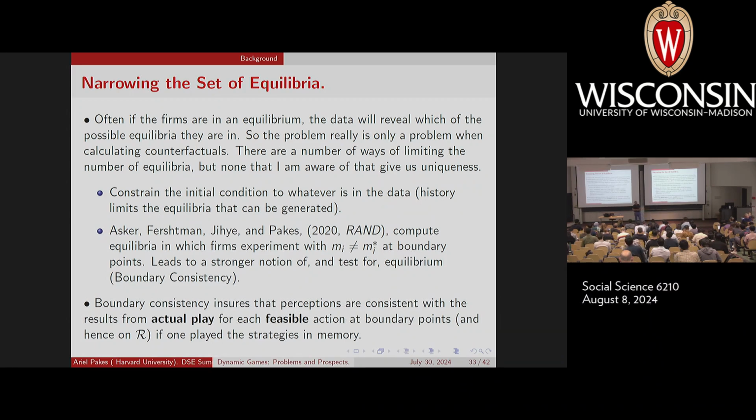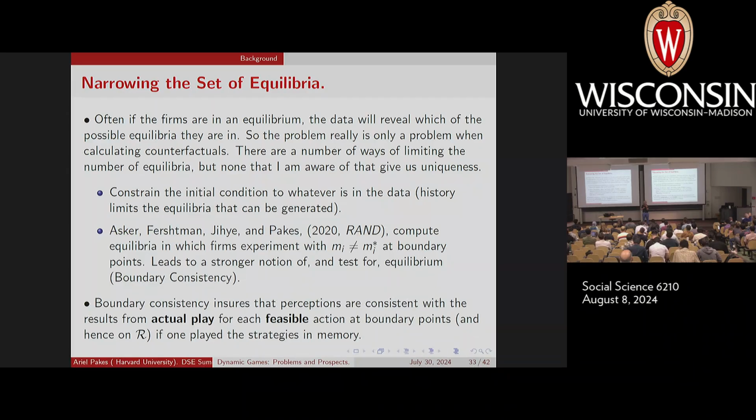And the other thing is, in this other paper, we gave a boundary consistency condition. The boundary consistency condition just says, look, I'm going to test every feasible point, not just the point that I'm at. At every feasible point, I have something in memory for what I get for every M. I'm now in the recurrent class. I look at all the points in the recurrent class, and at every point in the recurrent class, I have an expectation for every possible policy. Is that clear? I can test.